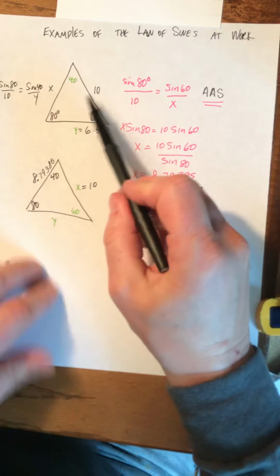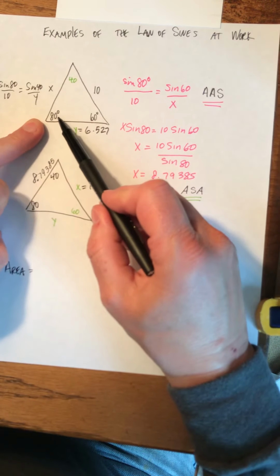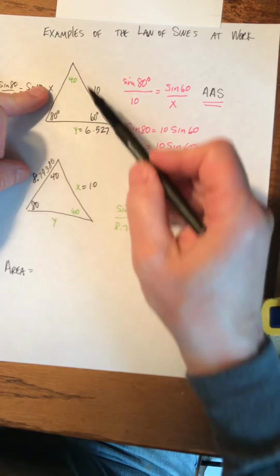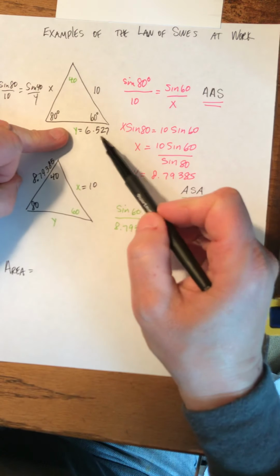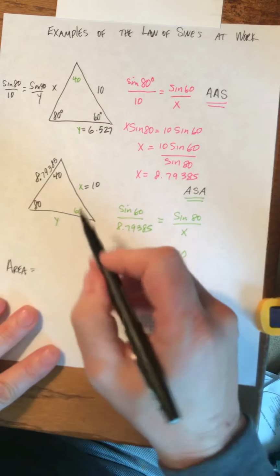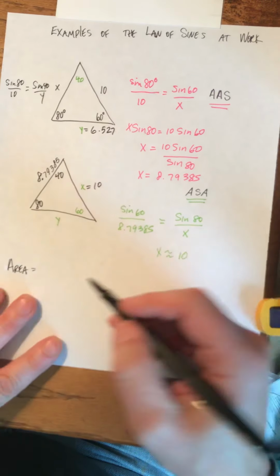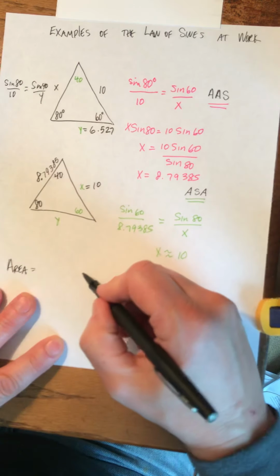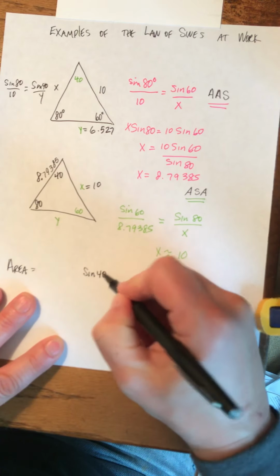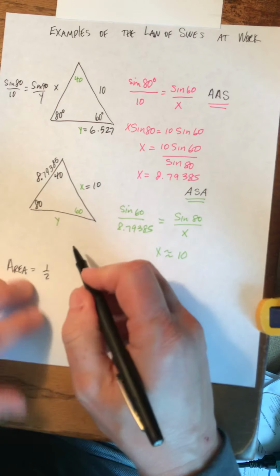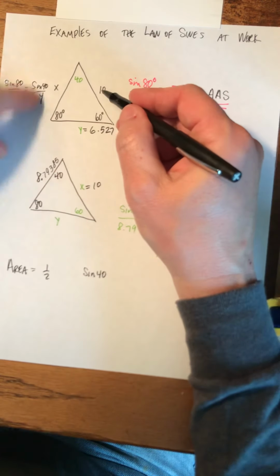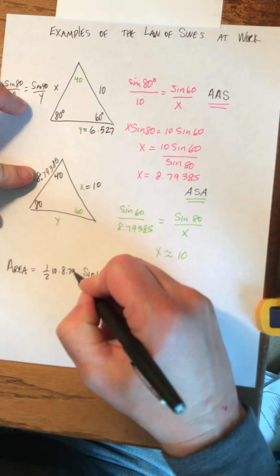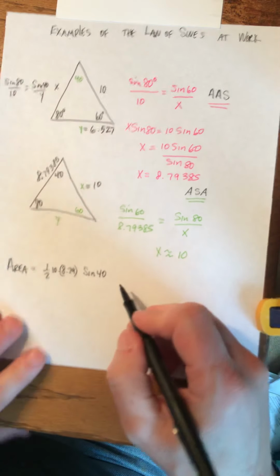Now think about this. The largest side is across from the largest angle. The medium angle has the medium side, and the smallest angle is across from the smallest side, right? So if we want to find the area up there, what angle do we want to choose? Let's choose the 40 since it's on top. So if I do sine of 40, it would be 1/2 times the other two sides, which would be our 10 and our 8.79, we'll call it that. This would give me the area.